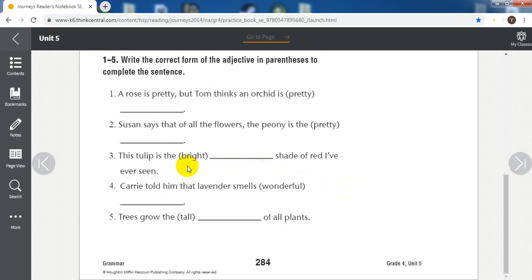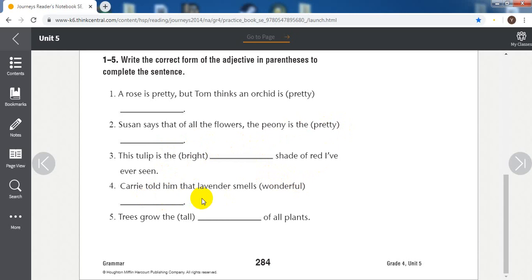Okay, number 3. This tulip is the brightest shade of red I've ever seen. And I'll give you guys a little clue. When you have a word that we're going to use the superlative form of an adjective with, usually it has what? The before it, right? The brightest, the prettiest, the strongest. Okay?